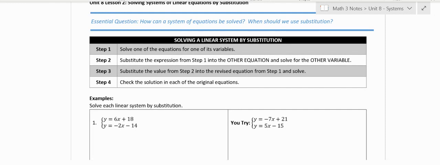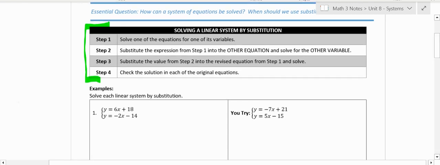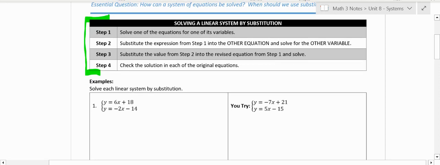So here are the steps that we can use for substitution, and again, lots of ways to do it. The idea is that we isolate one of the equations for one variable and then substitute it into the second equation. So we're going to essentially do substitution of an expression and then substitution for a value.